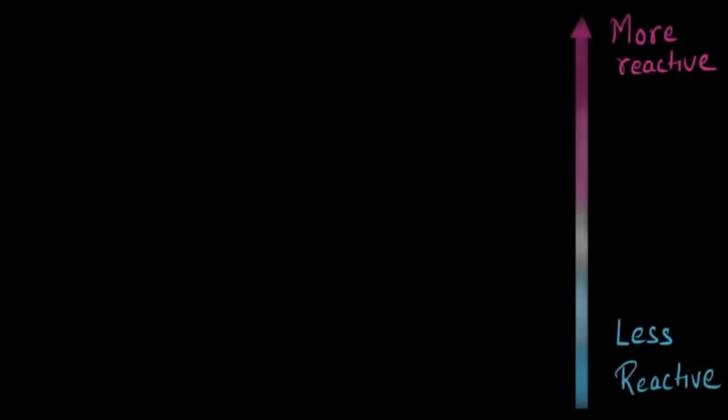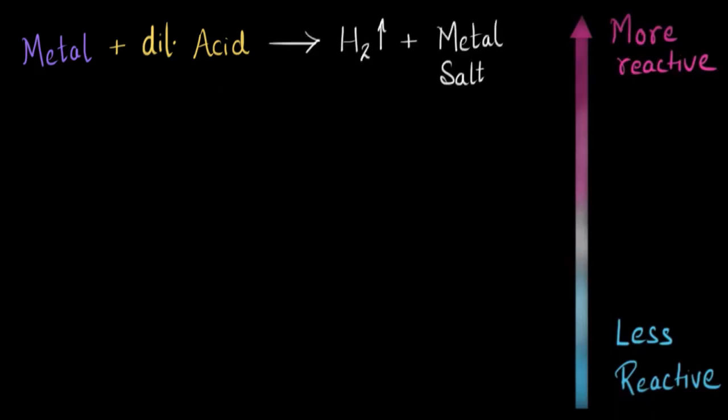Let's continue to rank metals from the most reactive to the least reactive metals. In this video, we are going to react metals with dilute acid. And depending on how vigorously they react, we will rank them in this particular series. In general, when metals react with dilute acid, we get hydrogen gas, and with this, a metal salt is formed.